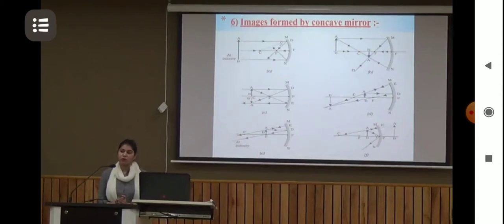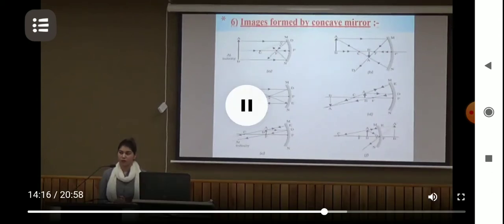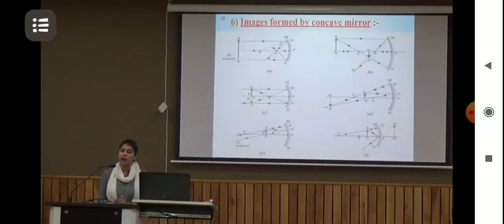Now when the object is very close to the mirror, that is, you can see the position of the object, it is between F and P. So when the object is very close to the mirror, the image is formed behind the mirror. That means that the nature of the image which is formed is virtual and erect. How can you identify that the image is virtual and erect?